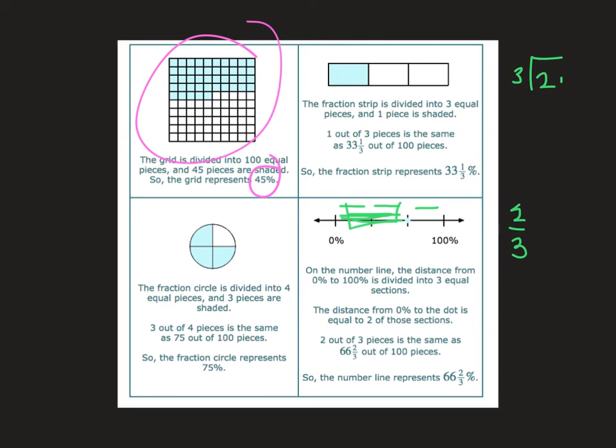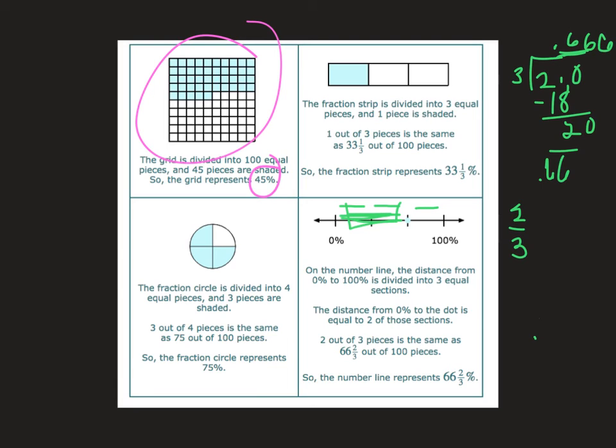3 cannot go into 2, so I have to add a decimal, raise it to the roof, add a 0. 3 can go into 20 six times, which equals 18. Subtract, and you have 2. So what's going to happen again? We're going to keep repeating, right? So the decimal would be like this.